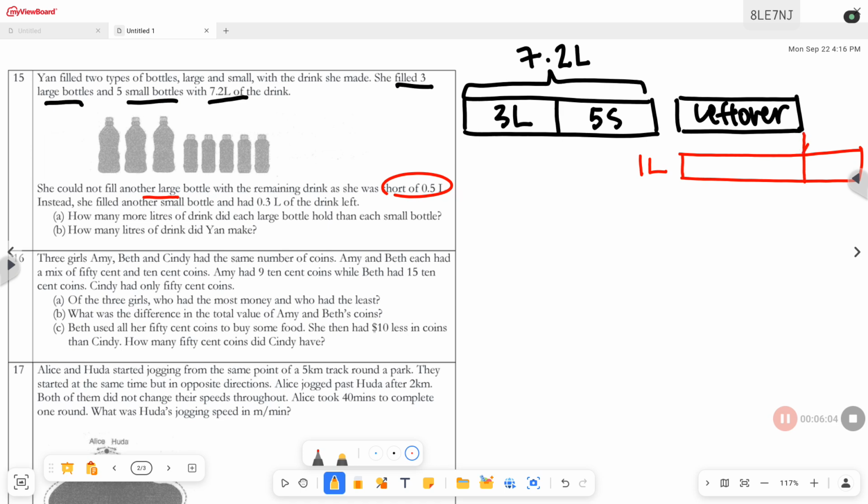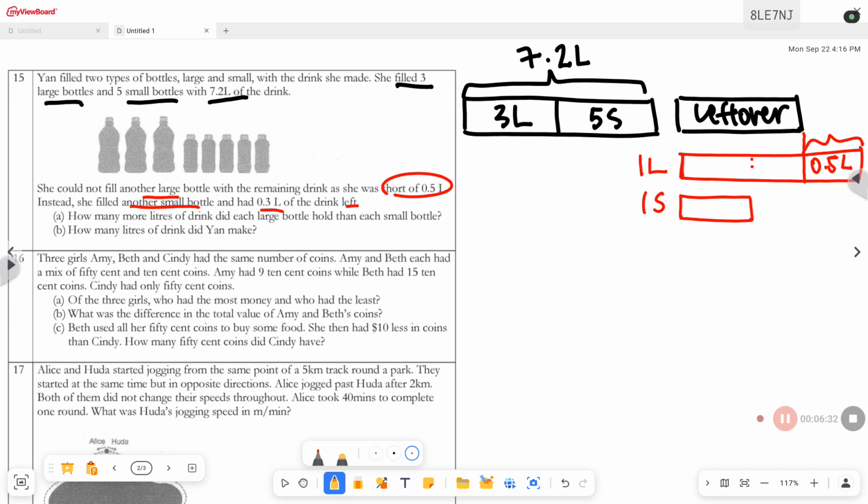So this is my leftover, right? I need to top up 0.5 liters. That means that for this 1 large, I still need to top up 0.5 to my leftover so that I can fill in 1 large. Now, they say that if right now, instead of filling large, I change my mind, I want to fill in the small, I can fill in. But I will have 0.3 left.